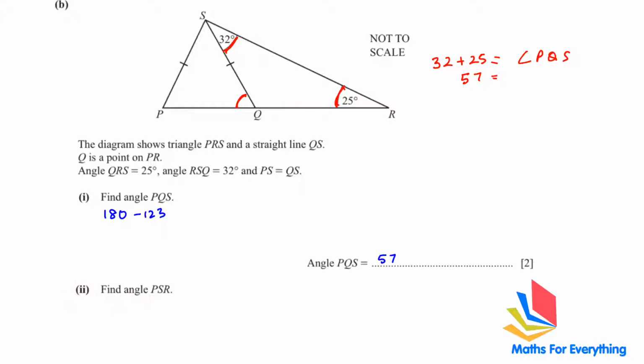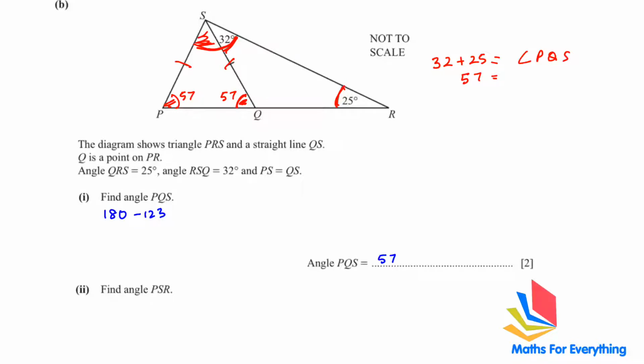Next one, find angle PSR. So now we are looking at this angle PSR. For that we need to find PSQ first. Because it's an isosceles triangle, angle P and angle Q are going to be equal. So if this is 57, this is also going to be 57.